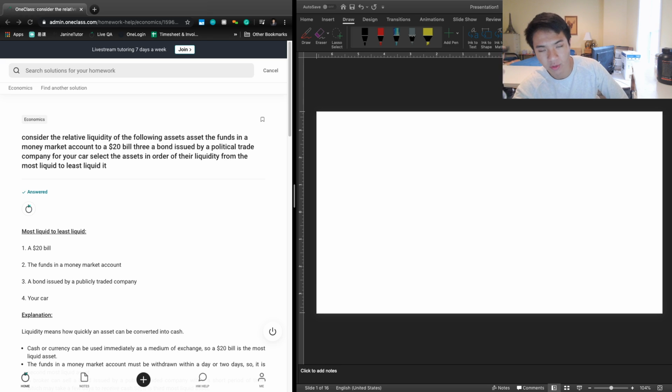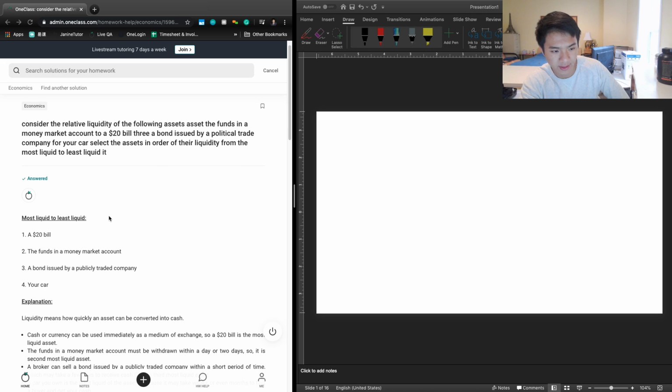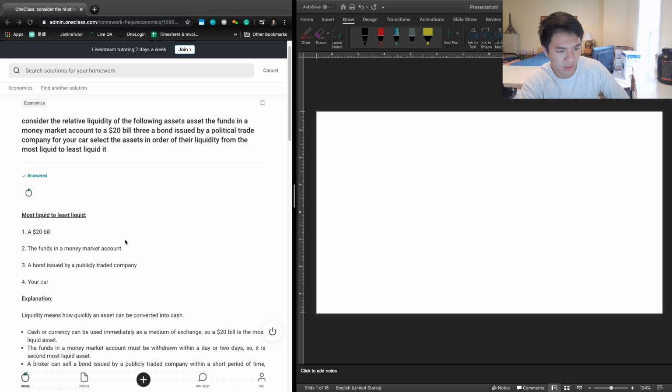And so we most likely say the most liquid is the $20 bill. The second most liquid is the money market account. The third most liquid is a bond issued by a publicly traded company, and the fourth most liquid is your car. So hopefully both the definition of liquidity and how we've applied it to these problems is fairly obvious here. Okay, so let's take a look at what the previous tutor said.